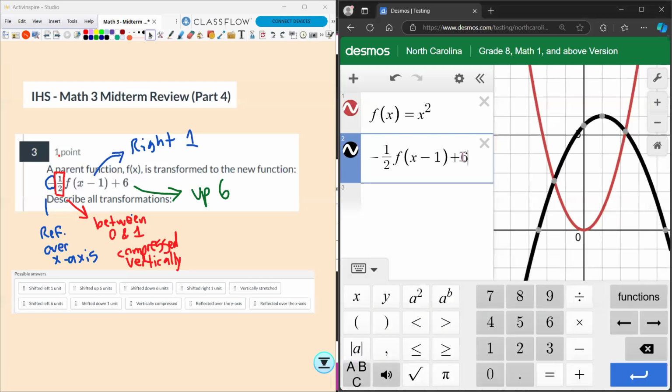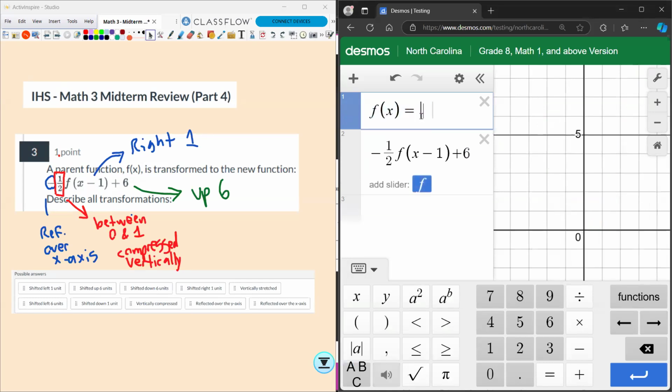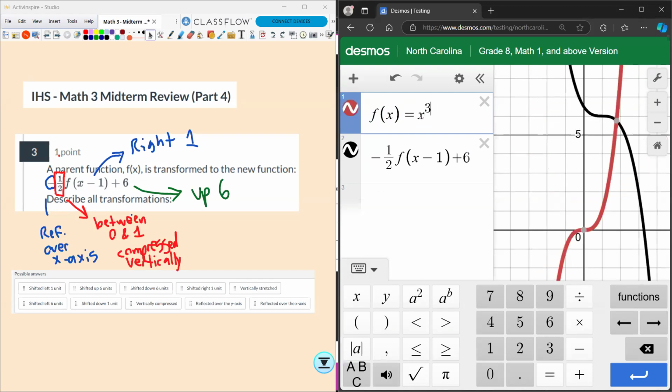But this is only going to work on the graph if you define f of x as some function. So you could say x squared, you could say the absolute value of x. Don't do anything basic like a linear function because you won't be able to see certain key features. But I would try to do something like x squared or the absolute value of x, or maybe even x to the third power. You want to be able to see that movement as you apply those transformations.